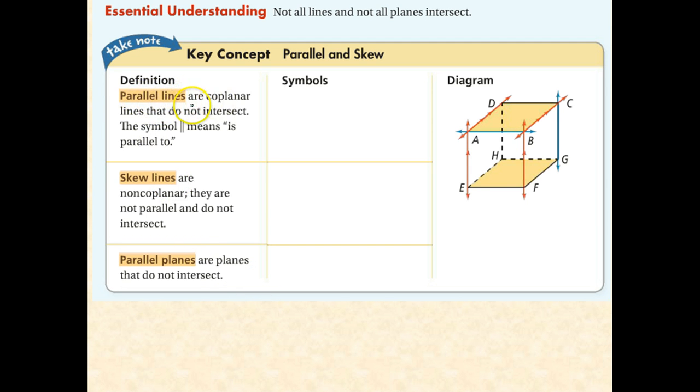Parallel lines are coplanar lines, so they're in the same plane, that do not intersect. This symbol means "is parallel to." So when we're writing our symbology, we can say that line AE is parallel to line BF. Here's line AE, and it's going to be parallel to line BF. Those are in the same plane. You can call it plane ABF if you want. And they won't intersect, they're parallel. You can also say that line AD is parallel to line BC.